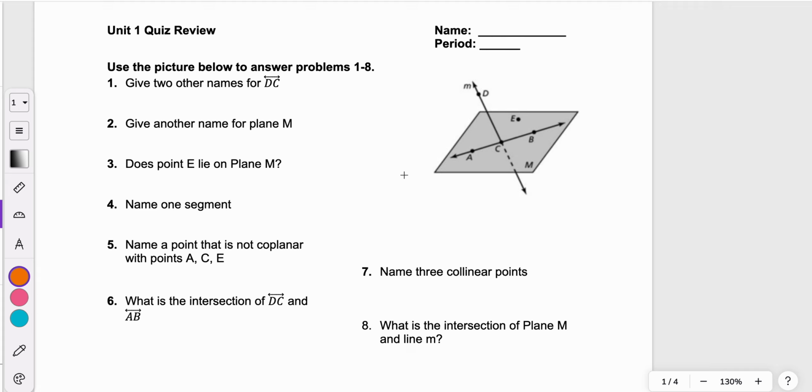Today we're going to be looking at our Unit 1 quiz review. So we're going to look at a few questions, decide what our correct answers are, just to make sure we are ready to go for our quiz tomorrow. We're going to go ahead and get started with number 1. We're going to use the picture over here to answer problems 1 through 8.